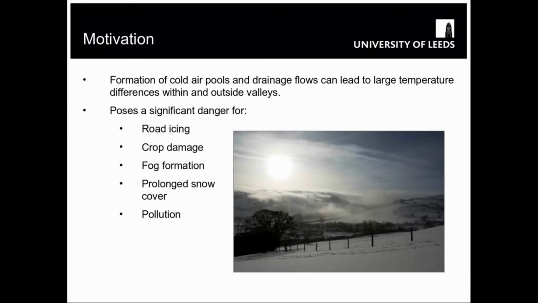On cold, clear nights, we can end up with cold air pooling in valleys, and then that cold air draining down those valleys. These cold air pools can lead to really large temperature differences within and outside valleys. That can pose a significant danger for things like road icing, frost damage to crops, and fog formation. It can prolong snow cover in these cold valleys if those cold pools persist for multiple days. And it can also lead to increased pollution, with the cold air trapping the pollutants in the valley. That's a big problem, for example, in parts of the Alps where you've got very urbanized alpine valleys.